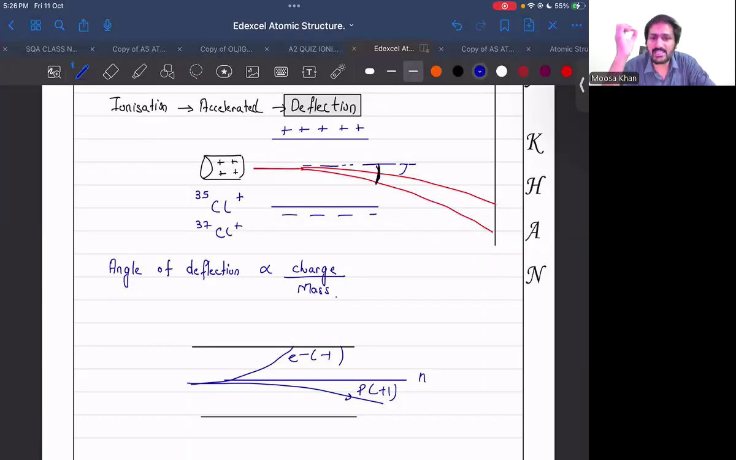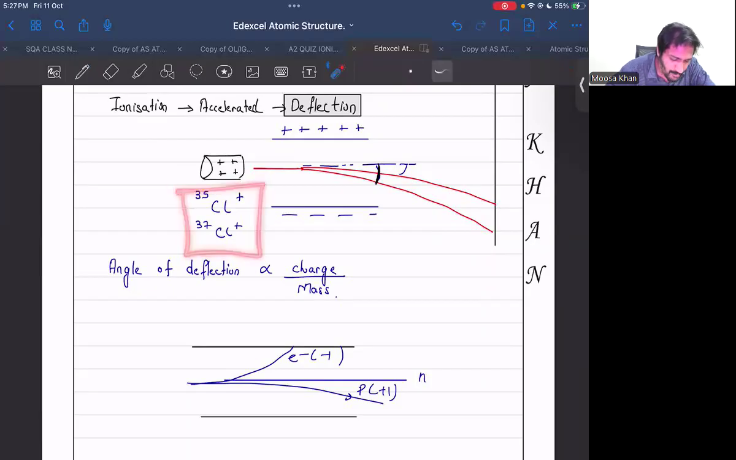Both of these charged particles, protons and electrons, experience a force, and the magnitude of force is basically dependent on their value of charge. They both have equal charge. If they both have equal charge, they're going to experience the same amount of force in the electric field. However, the lighter particle, experiencing the same amount of force, will be deflected at a larger angle. Same goes with these two chlorine isotopes.